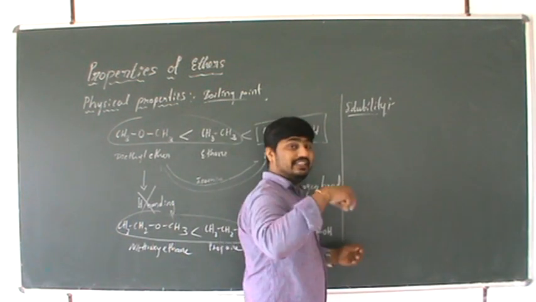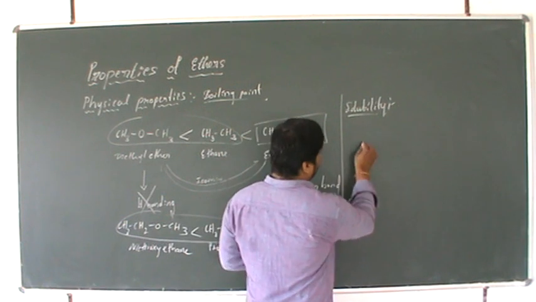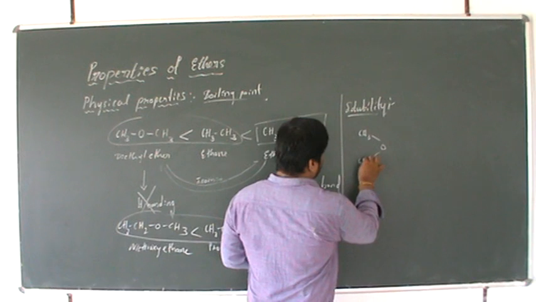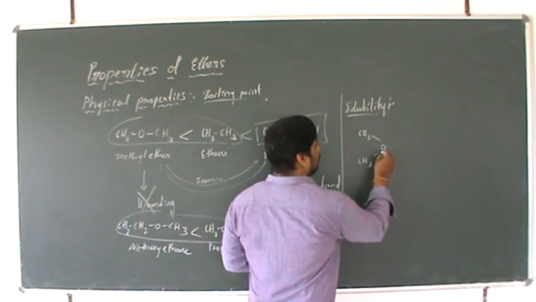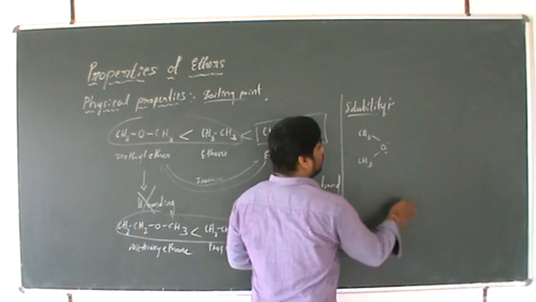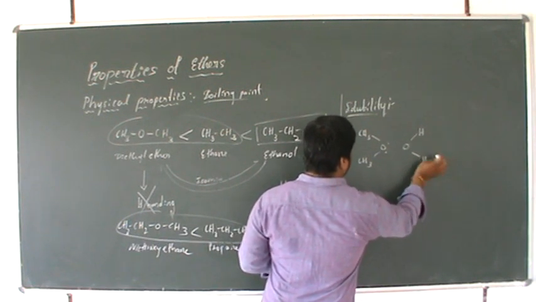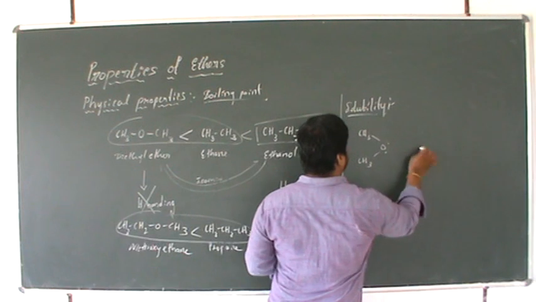How does the lower ether make a hydrogen bond? CH3OCH3 has lone pairs of electrons, and H2O. It is better to represent this.